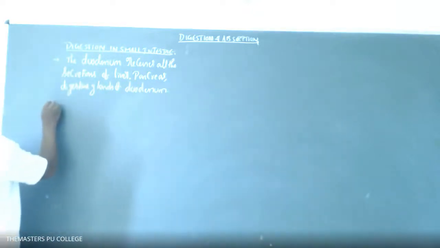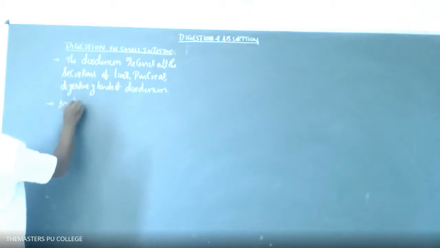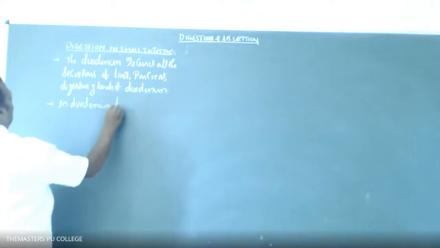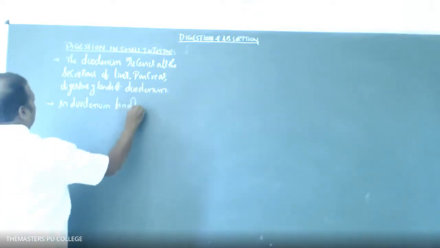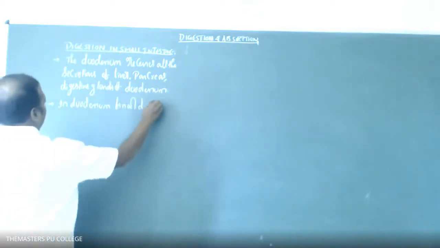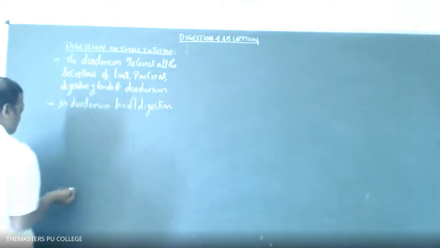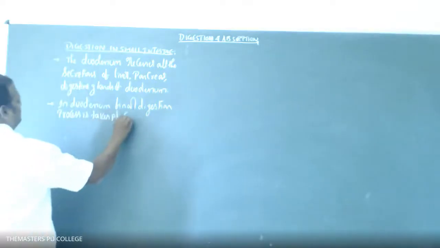Clear, students? So in duodenum, final digestion process takes place. Sir, the board is not clear, sir. Takes place. What is not clear, students, for all? Clear, sir. Clear, sir. Okay. Check your net connection, man.